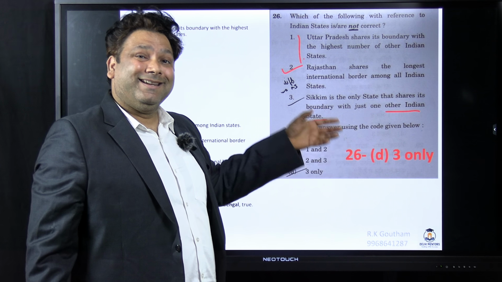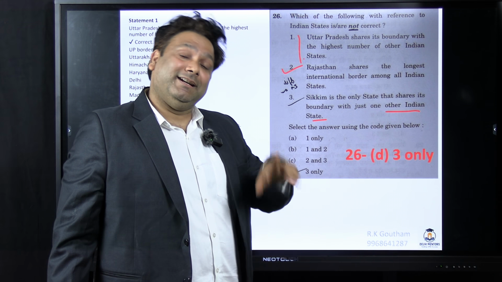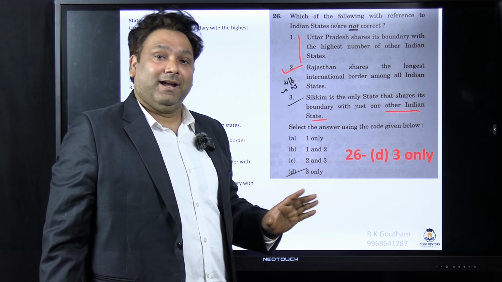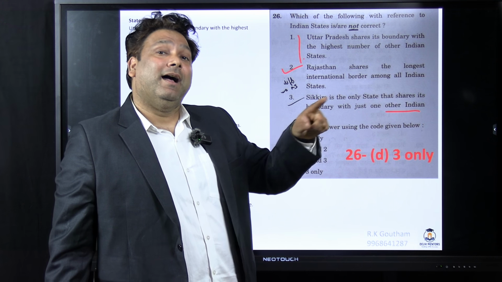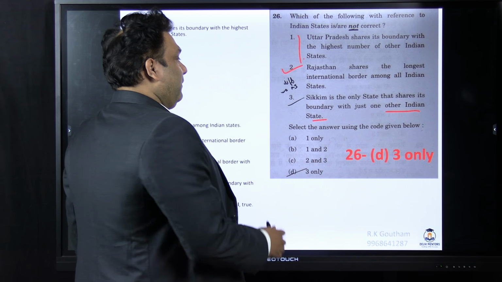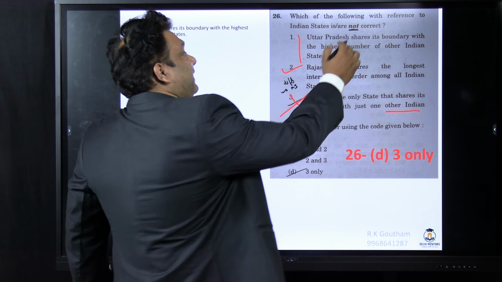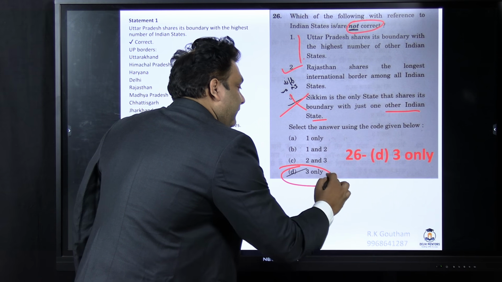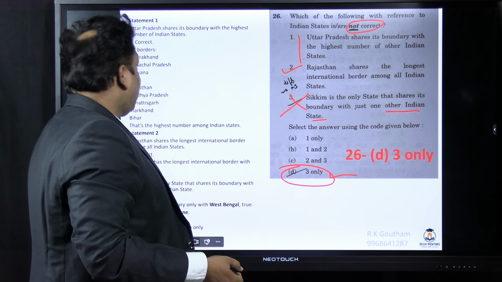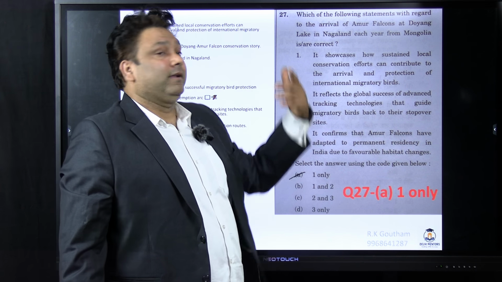The Sikkim is sharing its boundary with West Bengal. Okay, that is right. But is there no other state? No. Meghalaya, you also have Meghalaya. So Meghalaya has the boundary with Assam only. So this statement is wrong. So sorry, here they have asked not correct. So not correct means this. So D.